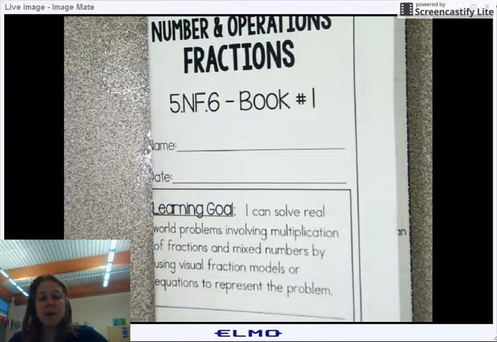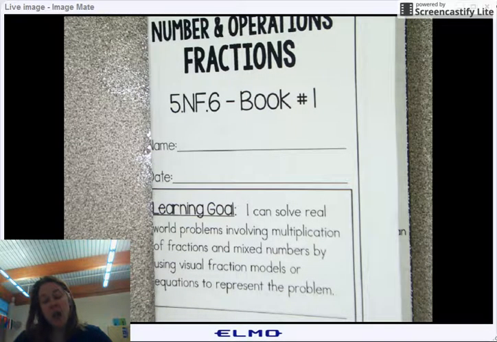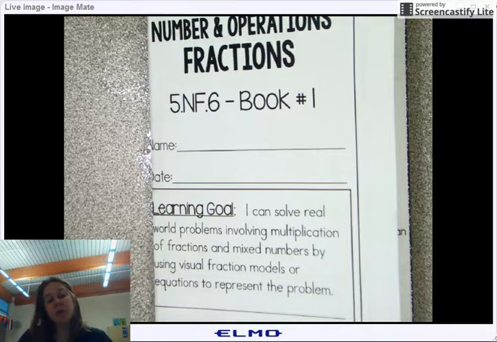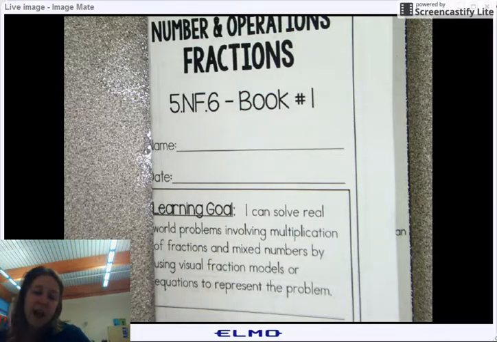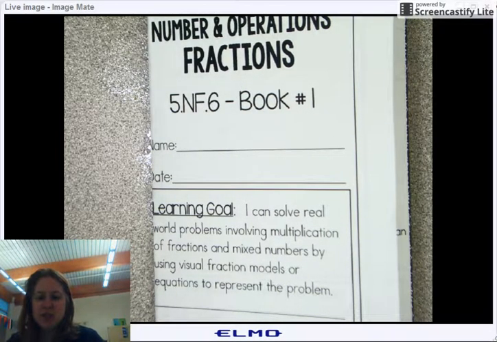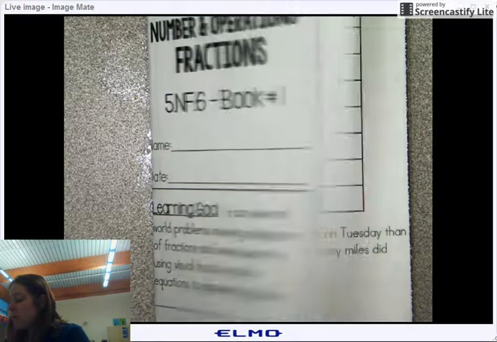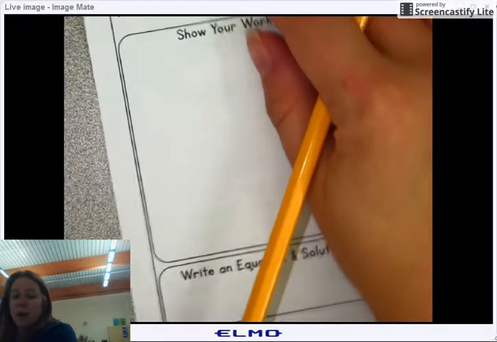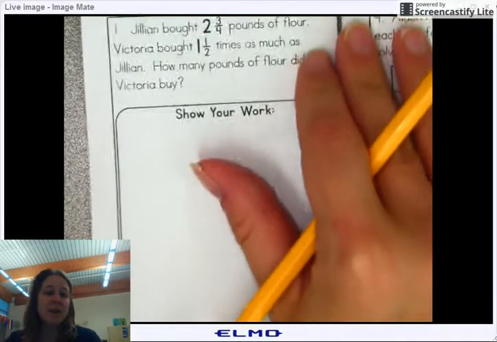Good morning, guys. We are working on MBT6 today, which is working on just multiplication, but now applying it to a real world problem. So we've already kind of had the back lesson, so this lesson shouldn't take very long at all today. We are going to look at mixed numbers here.